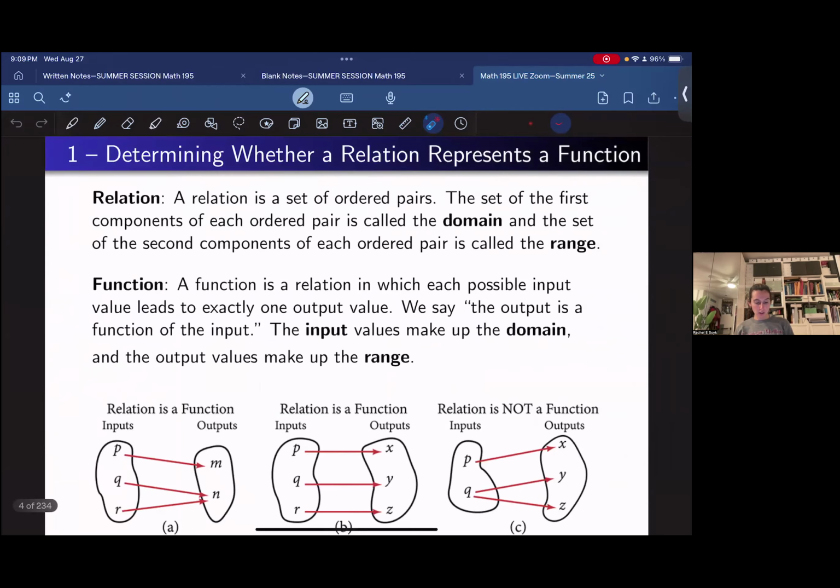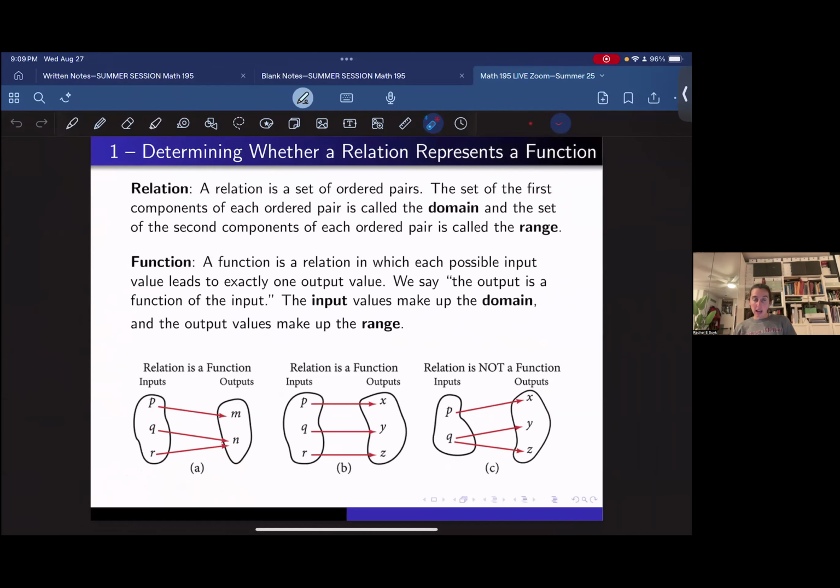Okay. So this first slide is really going into some definitions. We have our formal definition of a relation, where a relation is a set of ordered pairs, and the set of the first components of each ordered pair is called the domain, whereas the set of the second components of each ordered pair is called our range. We will be learning a lot about domain and range all throughout the pre-calc curriculum. They'll pop up pretty frequently.